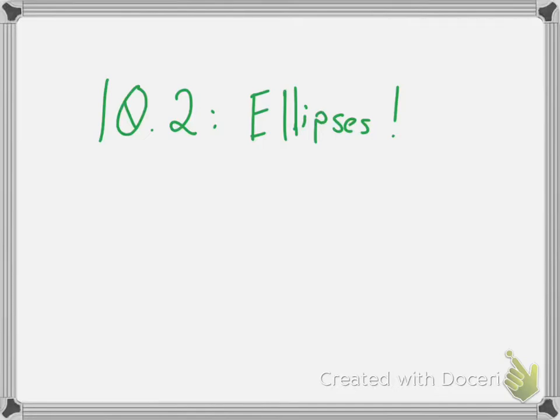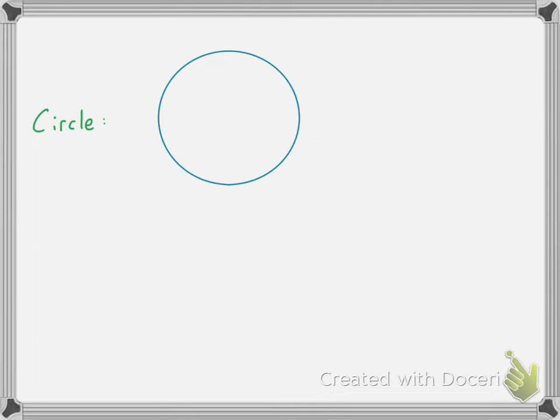In section 10.2, we're going to be talking about ellipses. What we talked about yesterday was a circle. A perfect circle is when you draw any point and then you draw the same distance out on either side, which would be your radius. That makes a perfect circle. An ellipse is like a perfect oval, so like a circle, but it's kind of smushed.